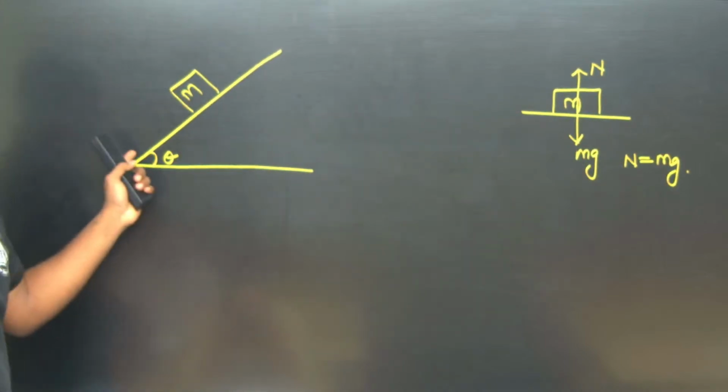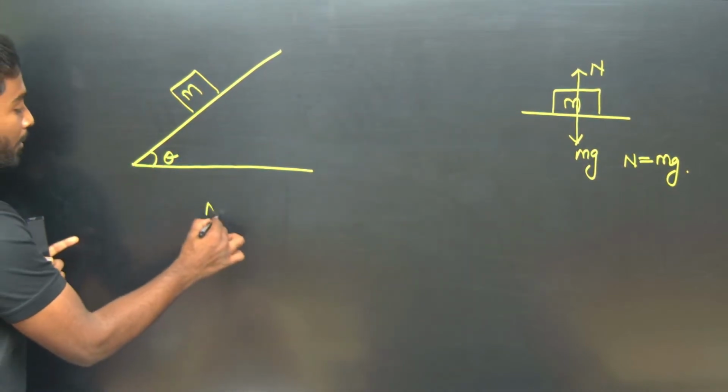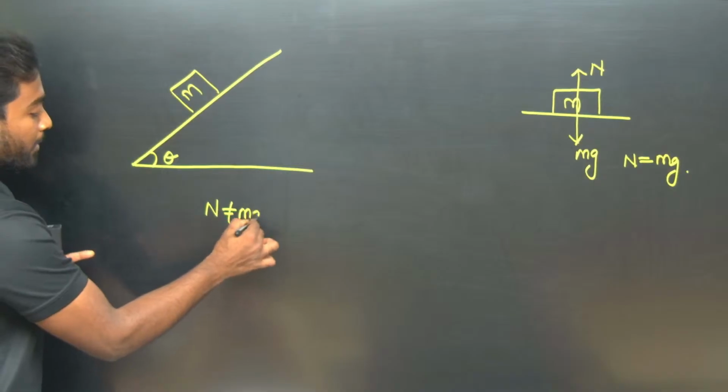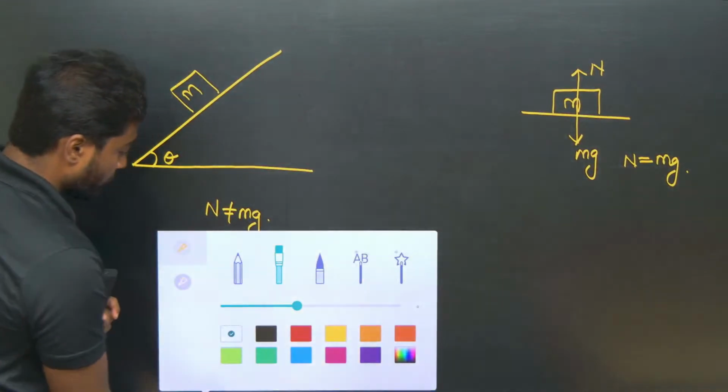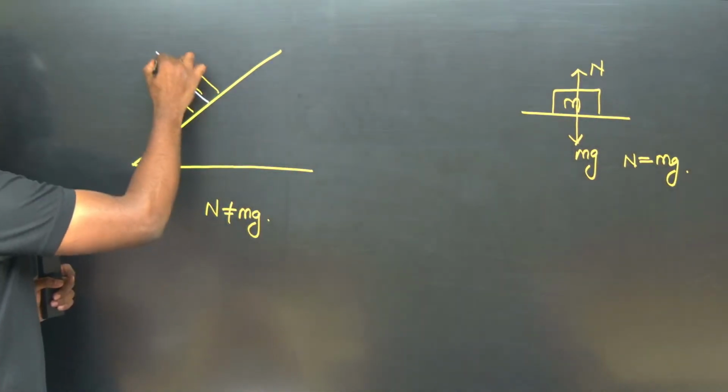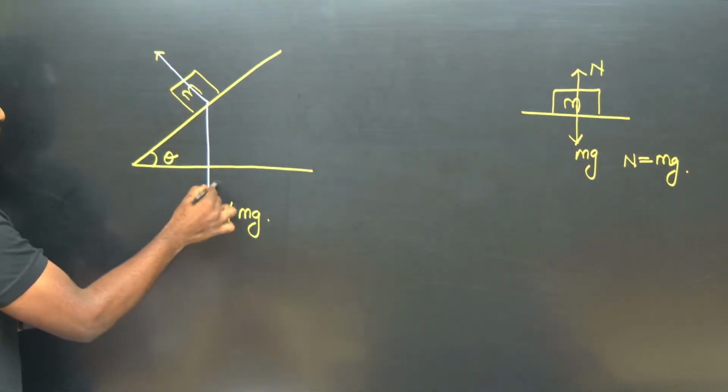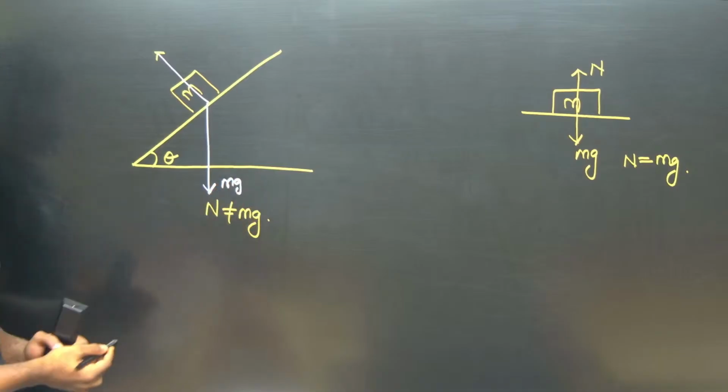When I take it on a plane, the normal will not be equal to mg, because when I draw the diagram here, the normal will be like this and mg will be towards down. Both are not on the same axis, so N will not be equal to mg.